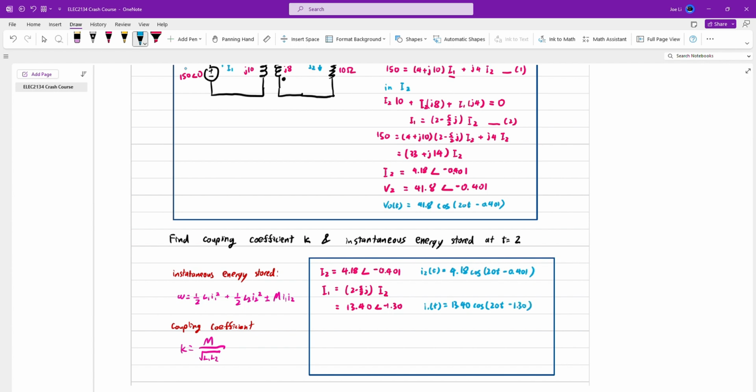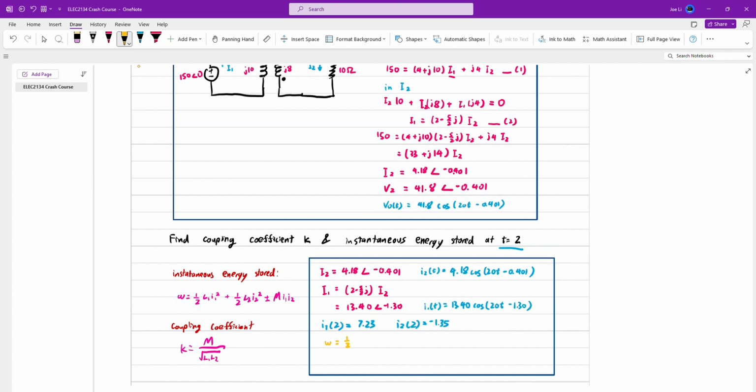And substituting 2, because we only care about time equals 2. I1 at 2 is going to equal, substituting 2 into this equation, 7.23. I2 at 2 is going to equal negative 1.35, sorry, negative 1.35. Hopefully that makes sense. Okay. Now, using the equation we have on the left, we know the energy, omega, is going to be 1/2 L1.